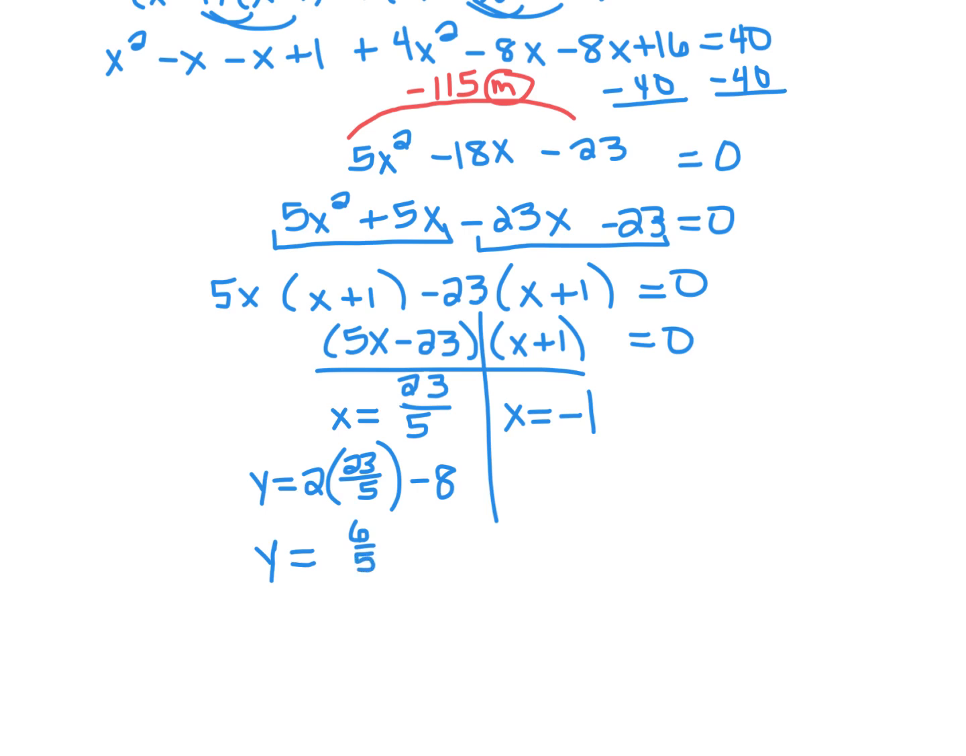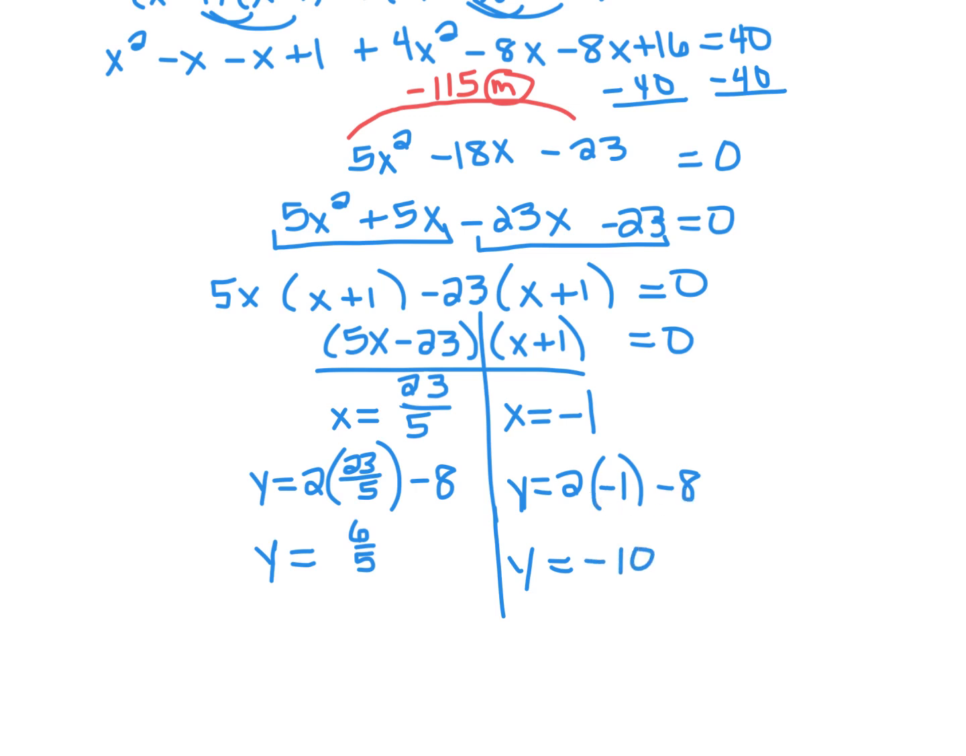And then over here, we would do y equals 2, and in place of x, we're putting a -1 this time, minus 8. So that would be y equals, and this is equal to -10.